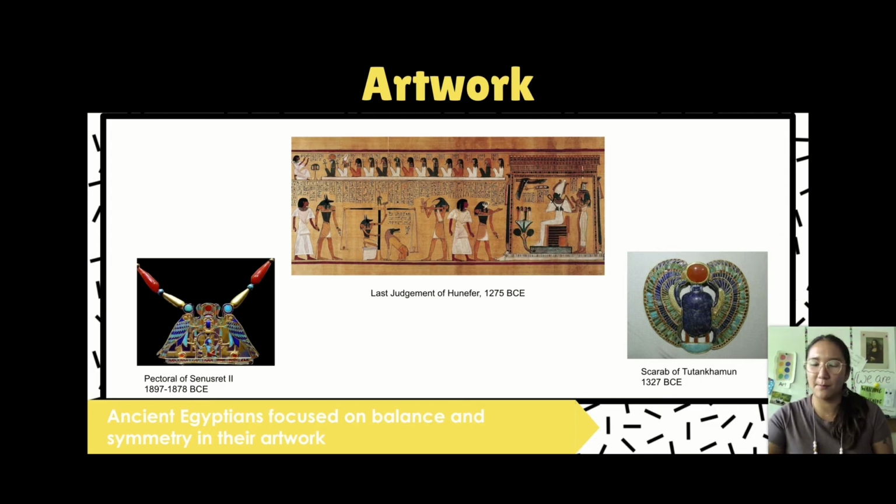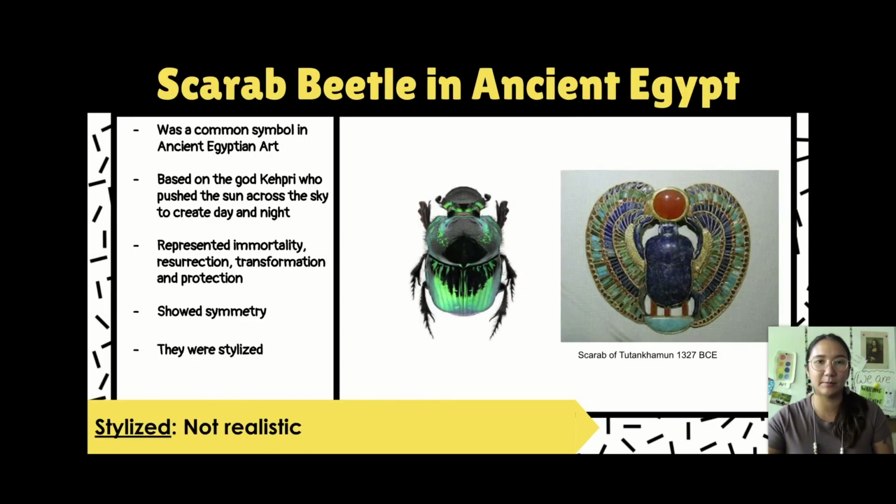So let's look a little more at the ancient Egyptian scarab beetles. The scarab beetle was a very common symbol in ancient Egyptian art, and it was based on the god Khepri, who pushed the sun across the sky to create day and night. So that's why a lot of the time you will see that the scarab has a circle which represents the sun in its hands, and it also has these really elaborate wings a lot of the time. The scarab beetle in ancient Egyptian art also represented immortality, resurrection, transformation, and protection. So there's a lot of meaning behind these.